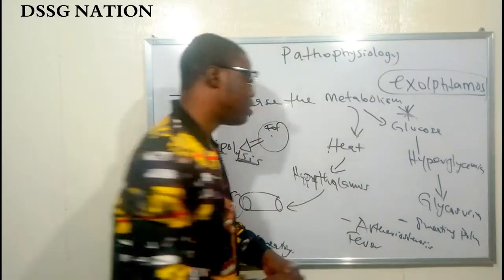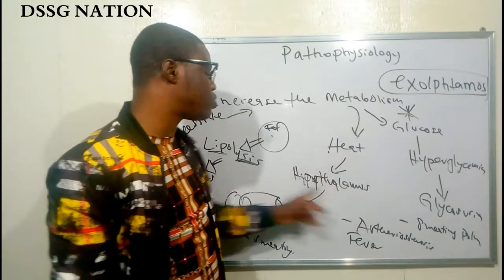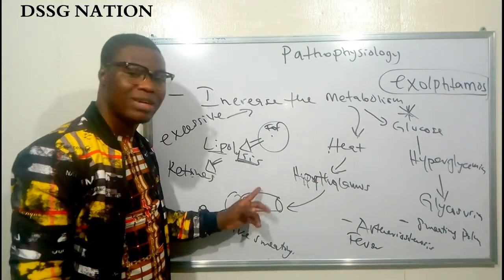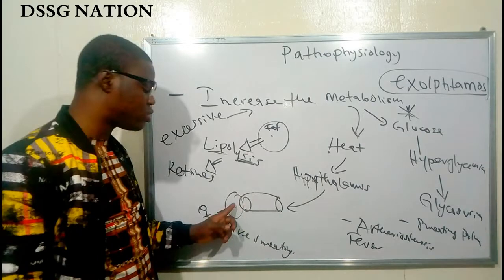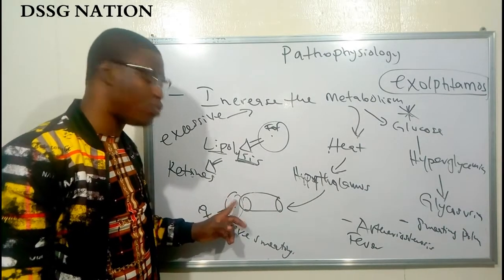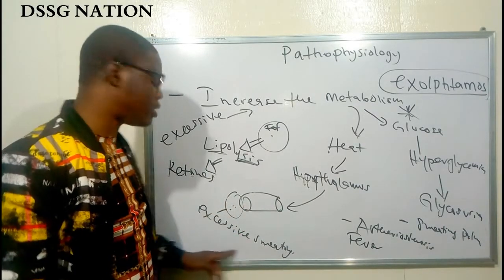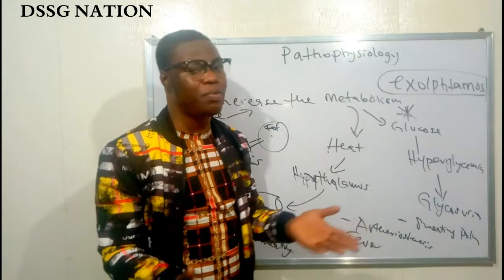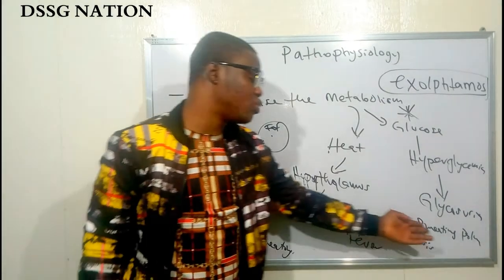So now the body wants to regulate it, so the hypothalamus is going to send an impulse of vasodilation, that is the blood vessel is going to expand, supplying the sweat gland, and that is going to lead towards excessive sweating. And when excessive sweating sets in, the eccrine glands are numerous at the palm of the hand, and that can lead to sweating palm.